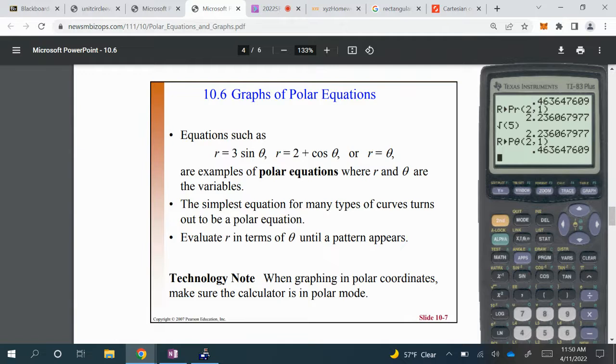Or we can have an equation such as r is equal to theta, right? But you must have an r, you must have a theta. In some equations, you would have both a sine and a cosine. All right, so here are some examples of polar equations. They don't contain x, they don't contain y, and they're solved for r.